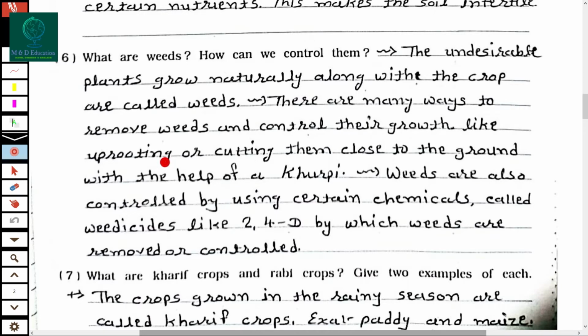Now the sixth question is, what are weeds? How can we control them? The first thing is, the undesirable plants that grow naturally along with the crop are called weeds. Second point, there are many ways to remove weeds and control their growth, like uprooting or cutting them close to the ground with the help of a khurpi. Weeds are also controlled by using certain chemicals called weedicides, like 2,4-D, by which weeds are removed and controlled.